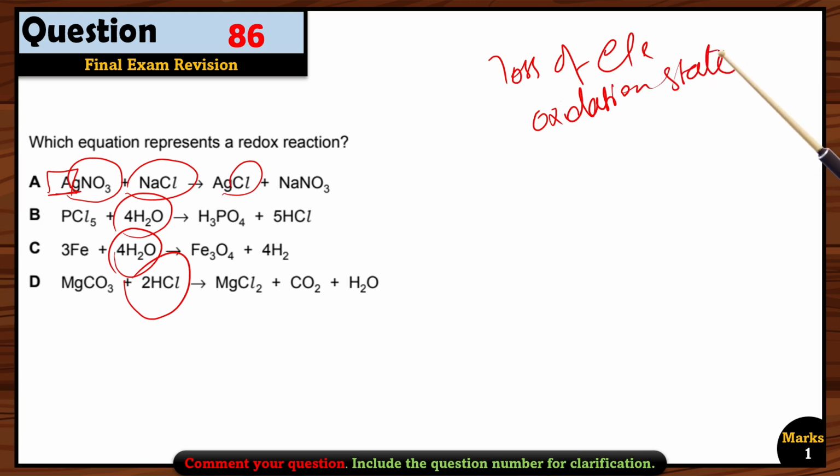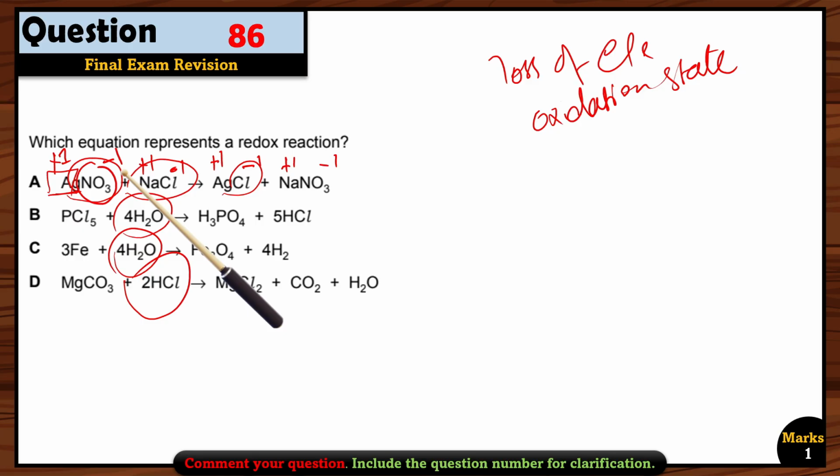What is the oxidation state of Ag here? It is +1 and NO3 is -1. In the product, it is still the same. Ag is +1, Cl is -1, and Na is +1, NO3 is -1. So nothing changed, no change in the oxidation state. So this reaction is not a redox reaction. Redox reactions are those reactions in which oxidation and reduction take place simultaneously.